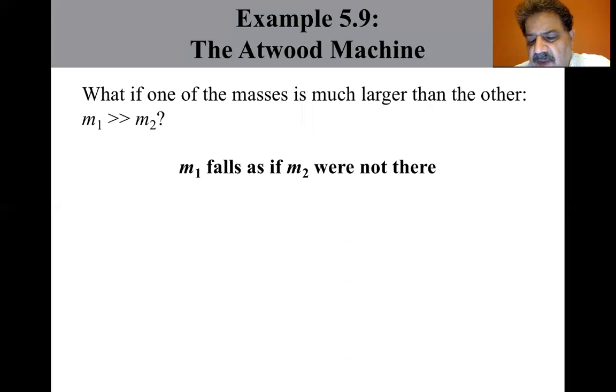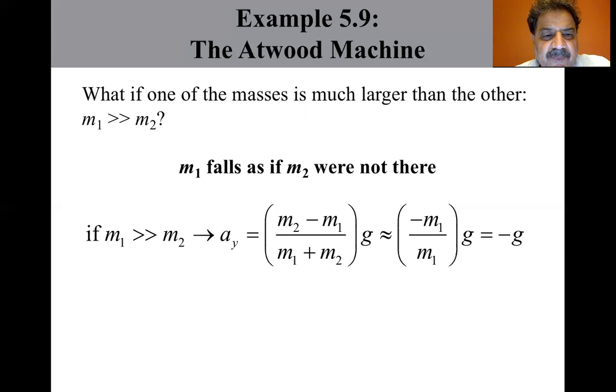We see that if m1 is much greater than m2, we get ay just becomes negative m1 over m1, since m1 overwhelms m2 if it's much larger, and it just becomes negative g, because minus m1 over m1 is minus 1, it's minus 1 times g. Okay, and we're going to 74.